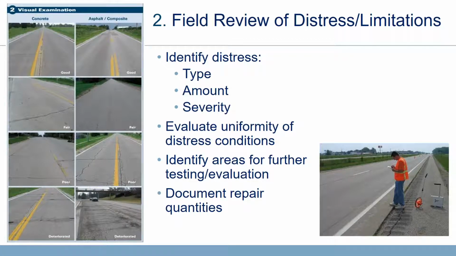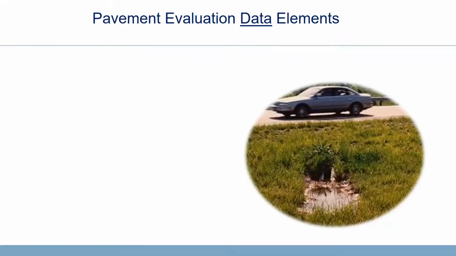We want to evaluate the uniformity of the distress conditions. Are there any clues to what might be going on, or is there just some isolated stuff that we need to address? We might identify areas for further testing and evaluation in that process. And while we're out there, we probably need to document the repair quantities so that we have some idea and can compare that to what our budget is and some of the conditions that we face there.